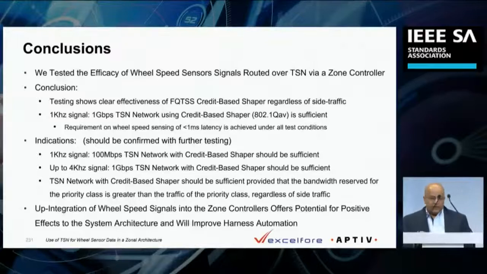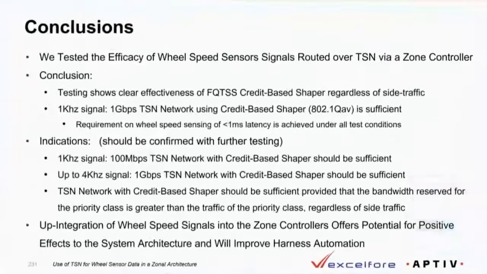So in the final conclusions, what we are trying to do is, can a wheel sync, which has traditionally been used as an analog interface into the ECUs, can this become digital? Can it be routed through a zonal controller? Are the setups right for such a characterization, so this becomes an easy way to put together? The answer is unequivocally yes, because that clearly shows that you have the credit-based shaper available, and it does the job. And we are using a 1 kilohertz signal.